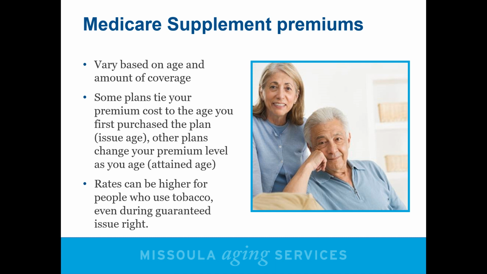More common anymore is the attained age policy, where each year you get a little older. You go from paying the 65-year-old's premium to the 66-year-old's to the 67-year-old's. The issue age policy basically means when you get to be 80, the plan that you bought at age 65, they're going to charge you the same amount as they're charging new 65-year-old customers. So those are going to tend to start higher and grow more slowly.